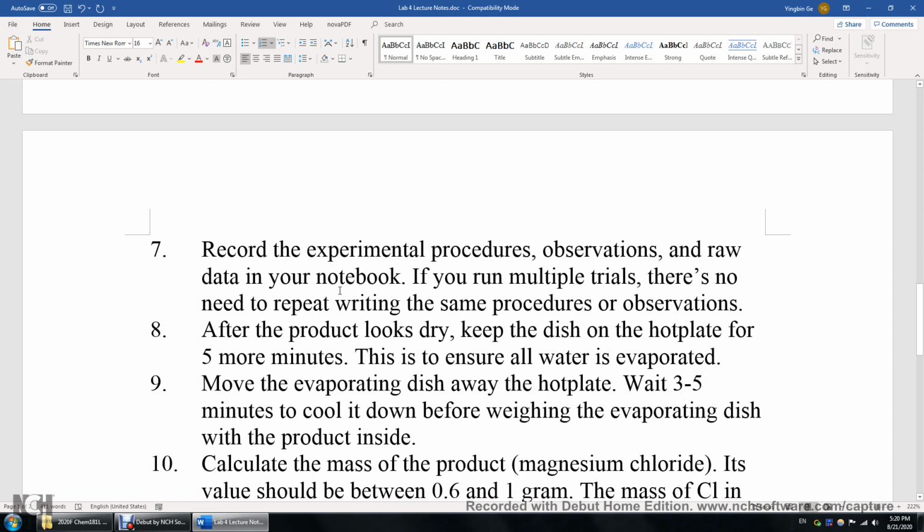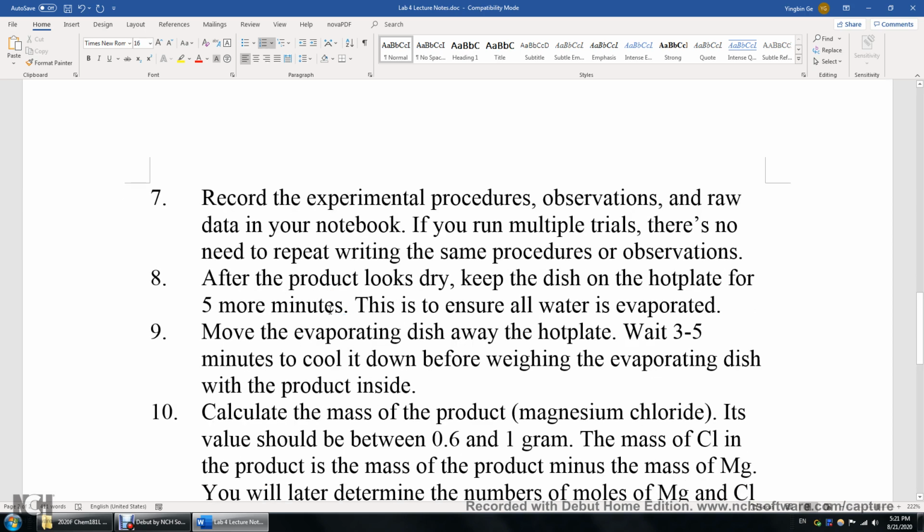When waiting for the product to be completely dry, use the time to record the experimental procedures, observations, raw data, and if you want to, you can do a little calculations. For example, the mass of the dish plus magnesium minus the mass of the empty dish is the mass of magnesium. If you run multiple trials, there's no need to repeat writing the same procedures or observations. Just record the raw data and perform the calculations.